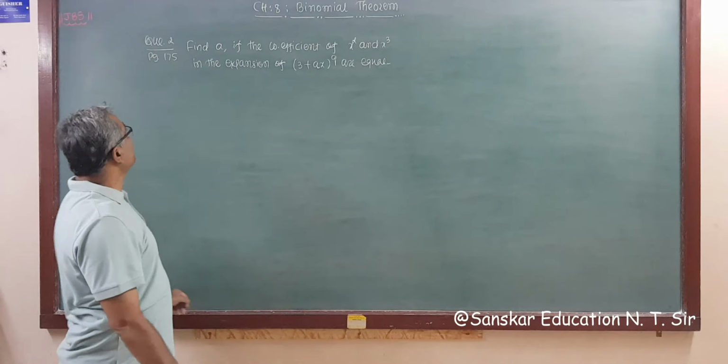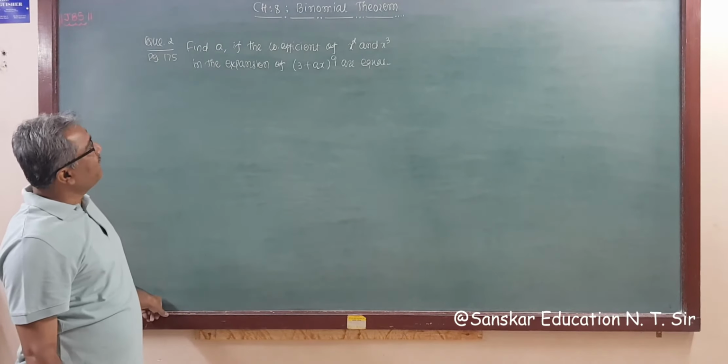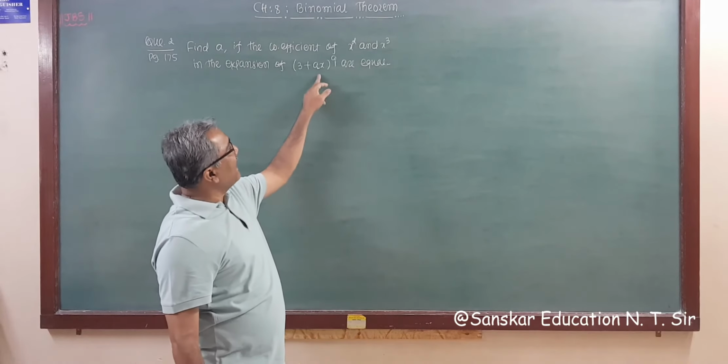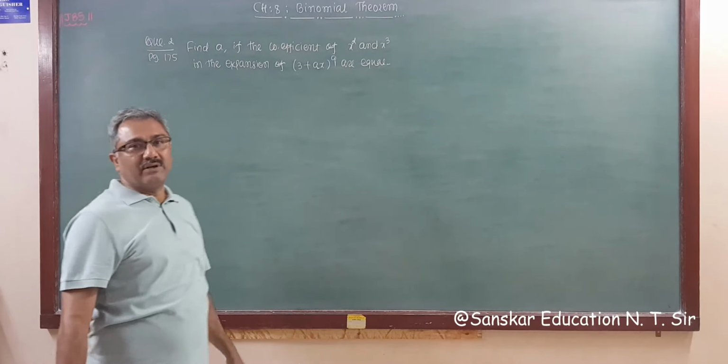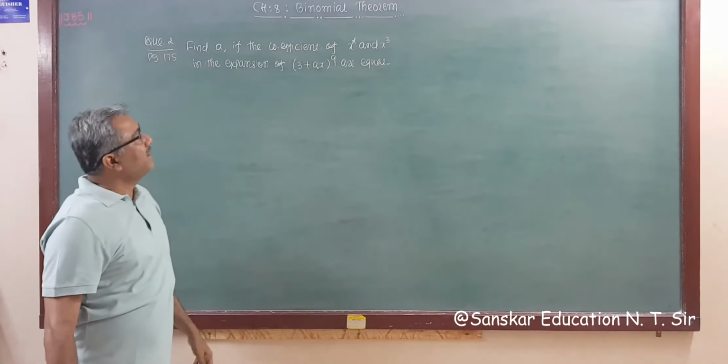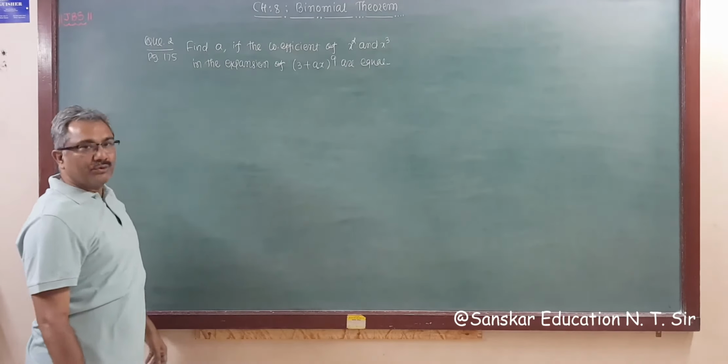So next question is question number 2. Find a if the coefficient of x square and x cube in the expansion of (3 + ax) whole raised to 9 are equal. So A is 3, B is ax and n is 9, right? So that you know, so no need to write.